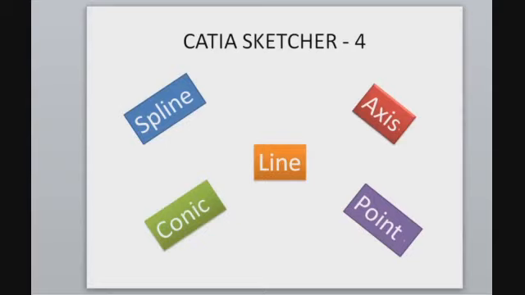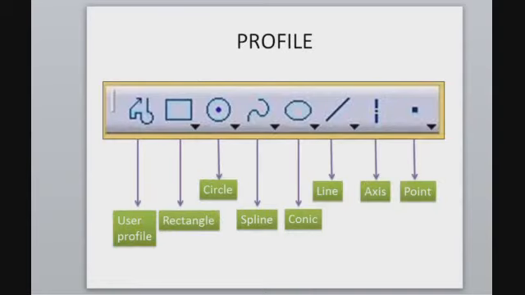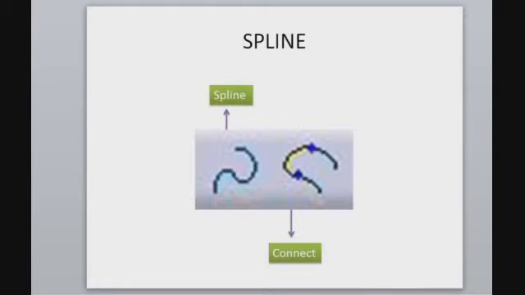I welcome you all to the session on CATIA Sketcher Part 4. In this video we learn about spline, line, conic sections as well as points. In our last video we saw the user profile and rectangle and everything. From spline we will start today.